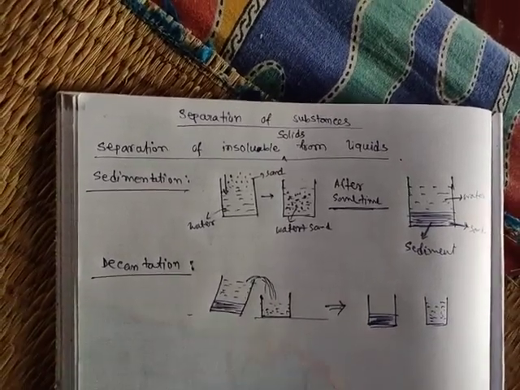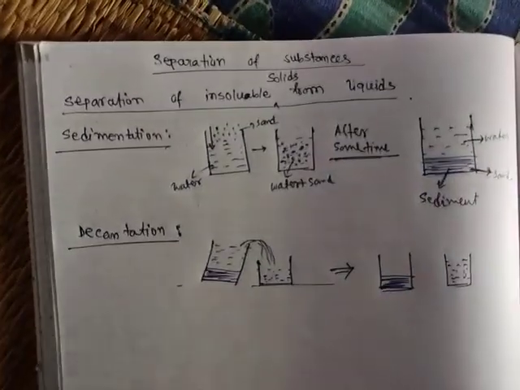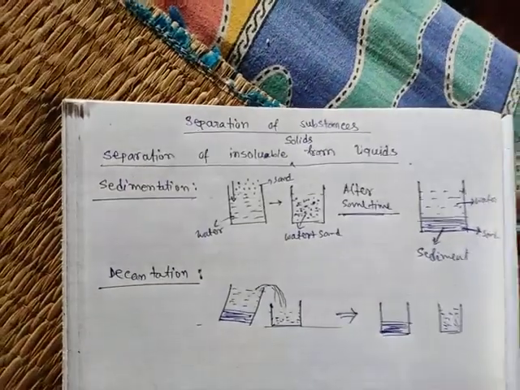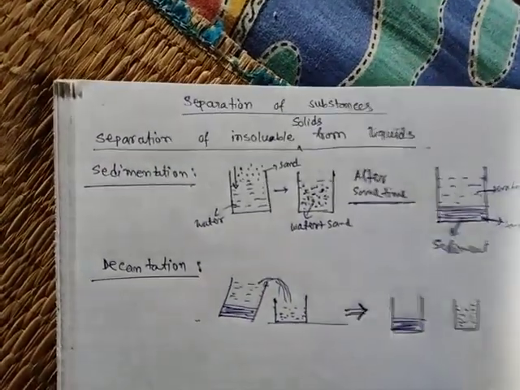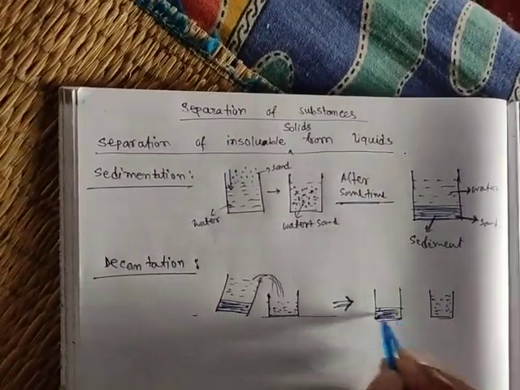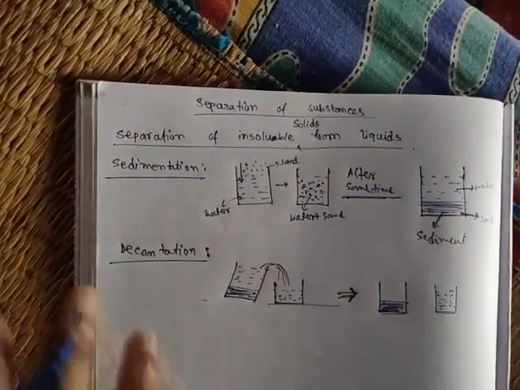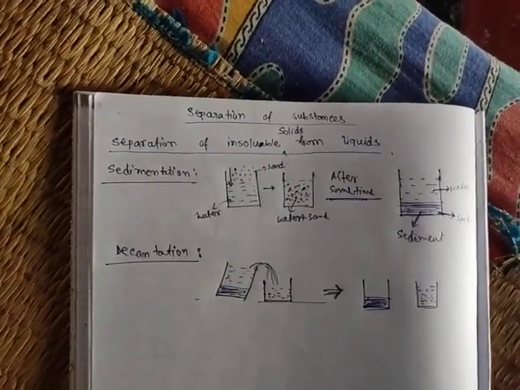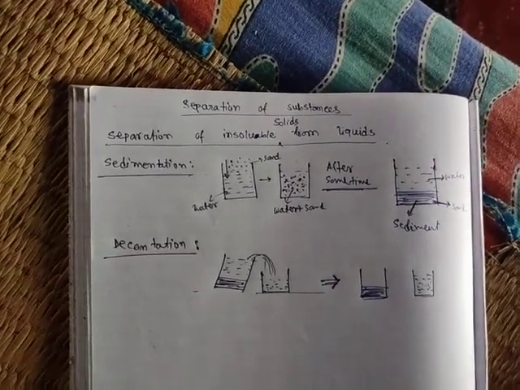In this process we gradually pour the liquid into another container without disturbing the sediment, and after some time we can separate the sediment from the liquid. The remaining part in this container is sediment, and in the other container we will get the liquid or water. So in the decantation process we can separate them into different containers. So understand what is decantation. Okay.